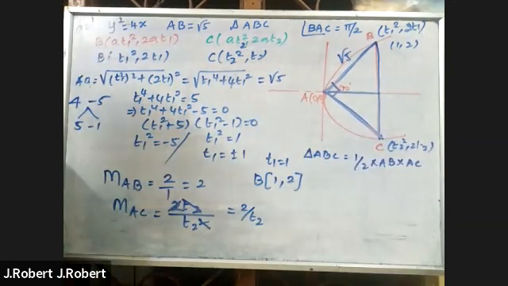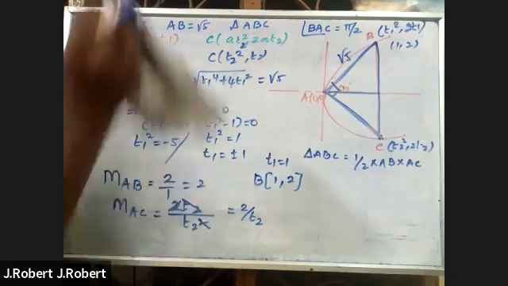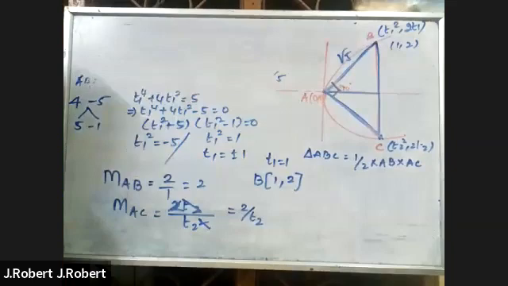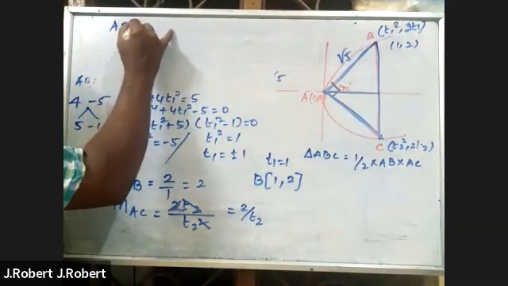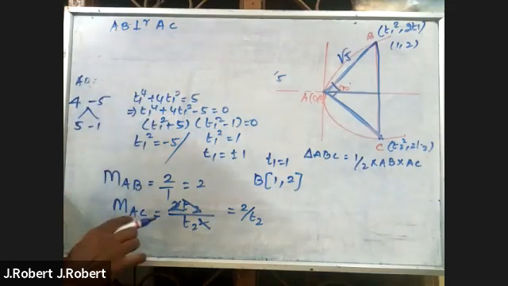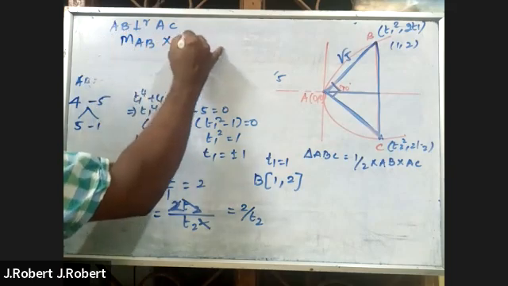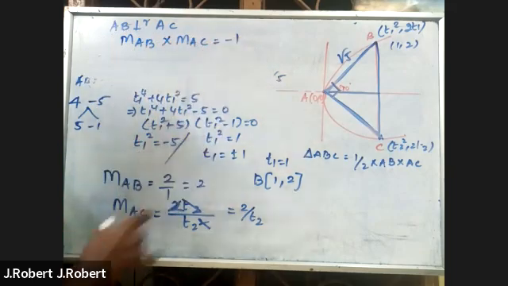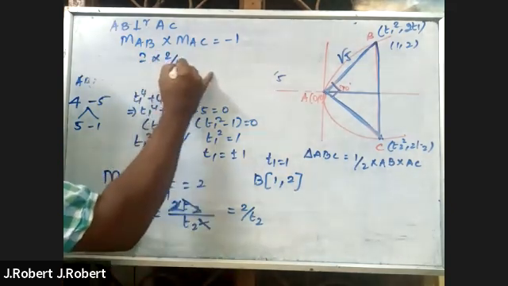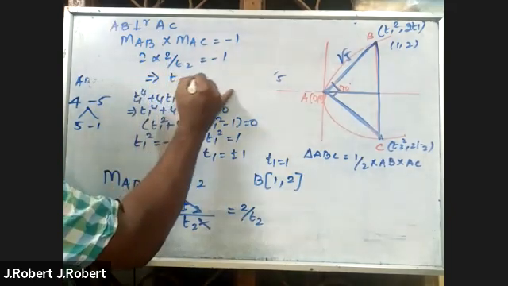So the condition is when any two lines are perpendicular, the product of the slopes is equal to -1. So here AB and AC are perpendicular. Since AB is perpendicular to AC, the product of the slopes is equal to -1. M_AB times M_AC is equal to -1. M_AB is equal to 2 and M_AC is equal to 2 by T2, which is equal to -1. Cross multiplying, we'll get T2 is equal to -4.